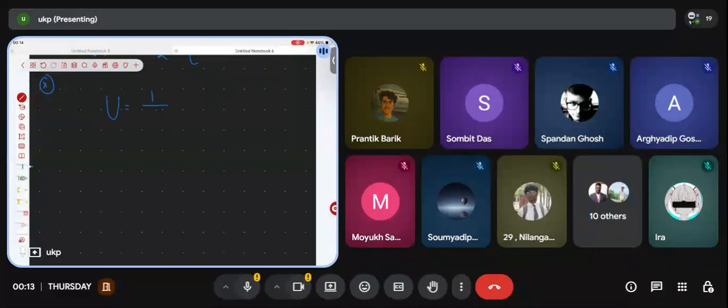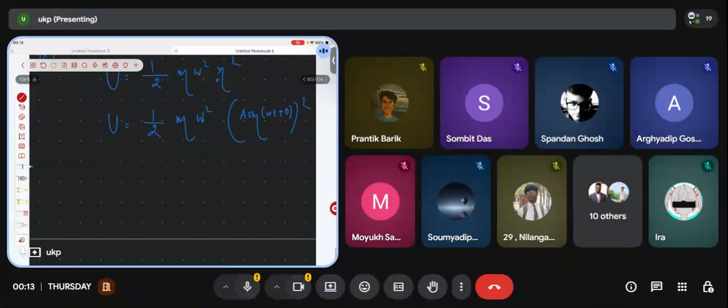Variation of potential energy as a function of x is given as half m omega square x square. So that too we know. But do I already know how x is varying as a function of time? Yes, sir. Substitute by that expression. How is x varying as a function of time, guys? A sine omega t plus theta. Yes or no? So U comes out to be equal to half m omega square a square sine square omega t plus theta.